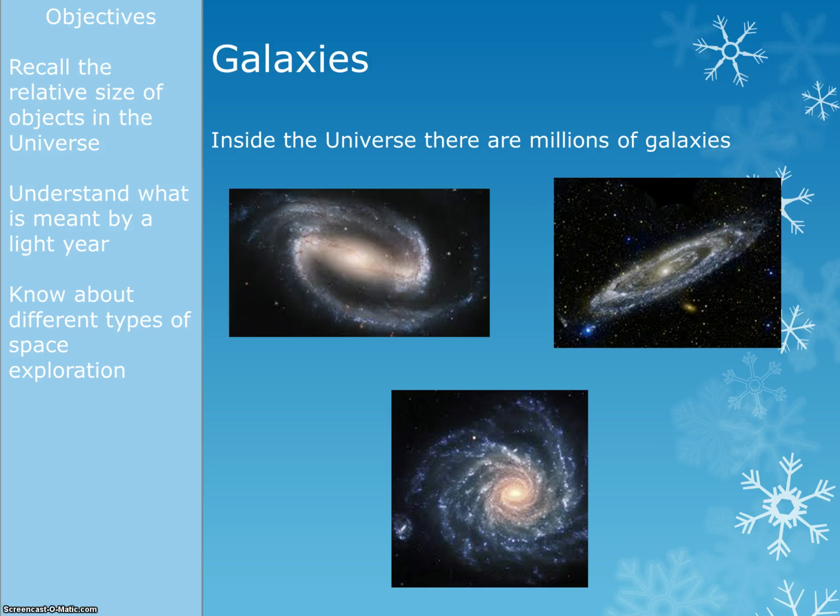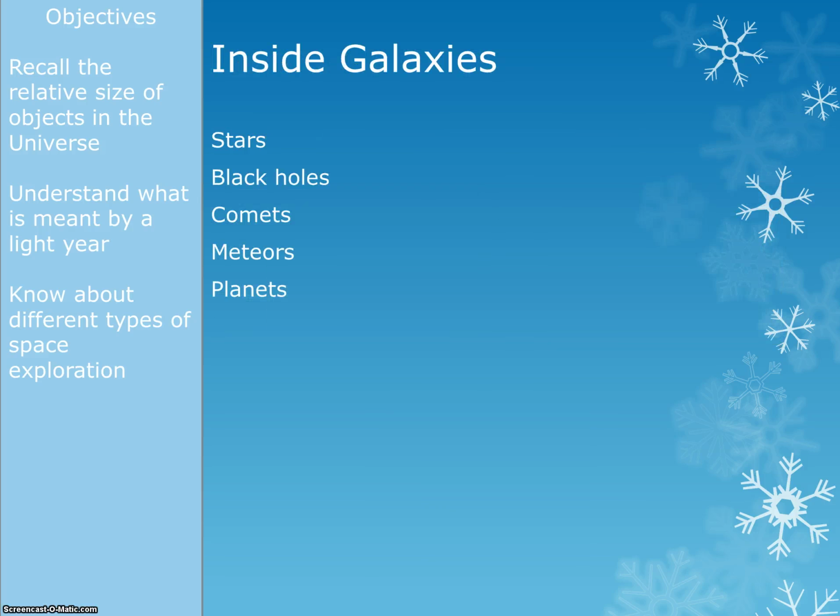So what's inside the universe? Well, inside the universe there are millions and millions of galaxies. Here's some pictures of some different types of galaxies. They come in all sorts of shapes and sizes and typically look pretty pretty. The galaxy we're in is called the Milky Way, and the galaxy that's nearest to us, we think we're pretty similar to, is called the Andromeda Galaxy. So what's inside galaxies? Well, galaxies are made up of billions of stars. There are also, however, black holes, comets, meteors and planets all inside galaxies.